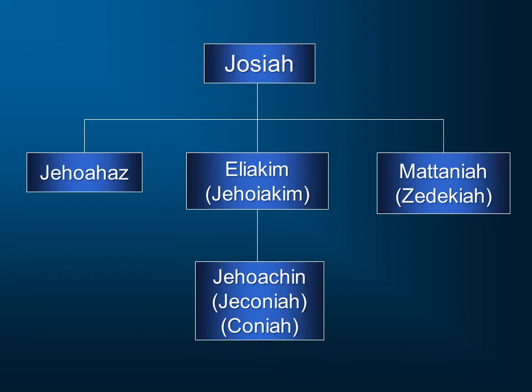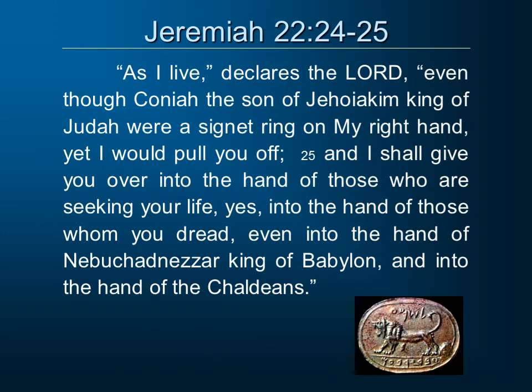But notice those other brothers, Jehoahaz and Zedekiah, they're not mentioned here. The one that's mentioned is Jehoiachin, also known as Jeconiah, also known as Coniah. He's the one that's mentioned here in our genealogy. Now, what's interesting is that Jeremiah had a prophecy about this young Coniah, Jeconiah, Jehoiachin, whatever name we use.